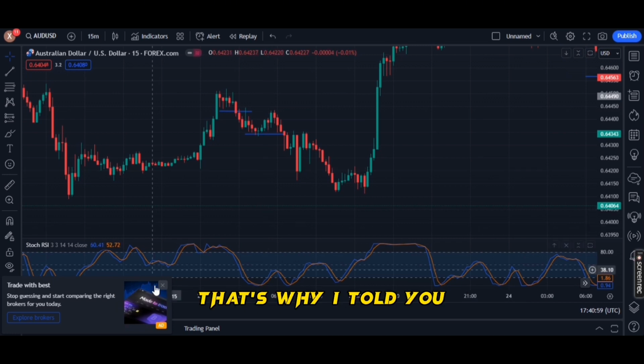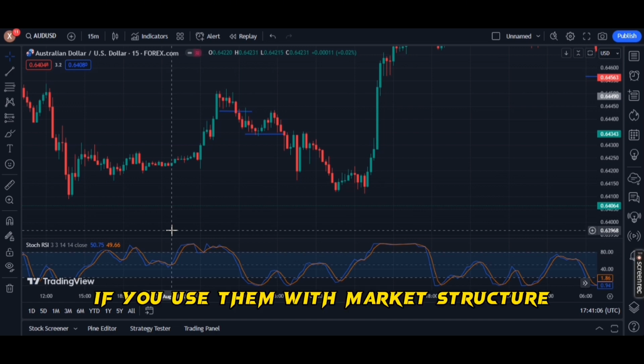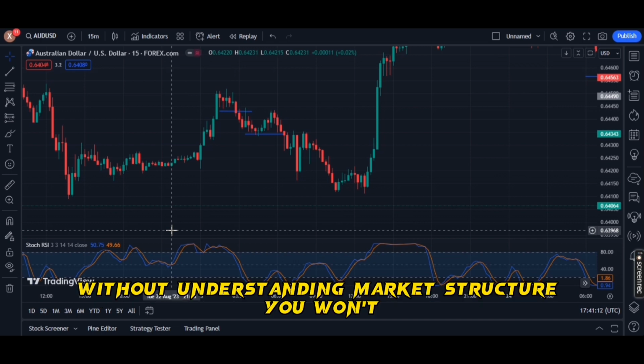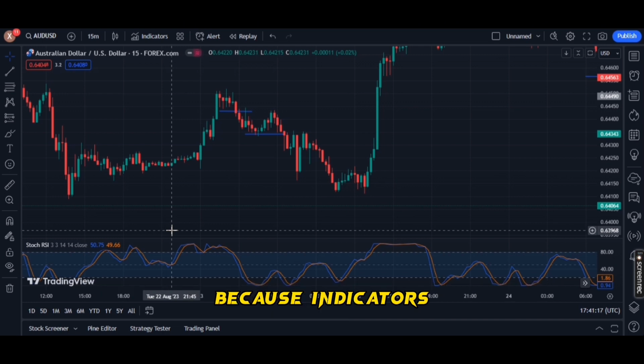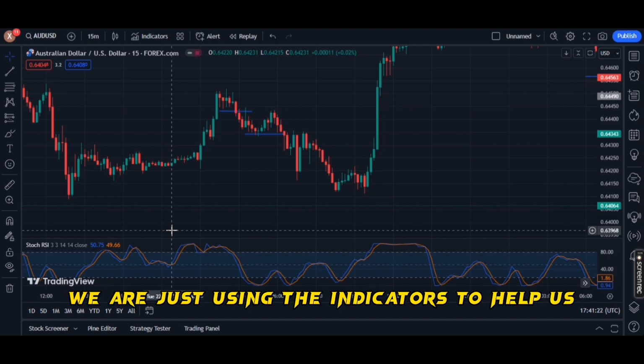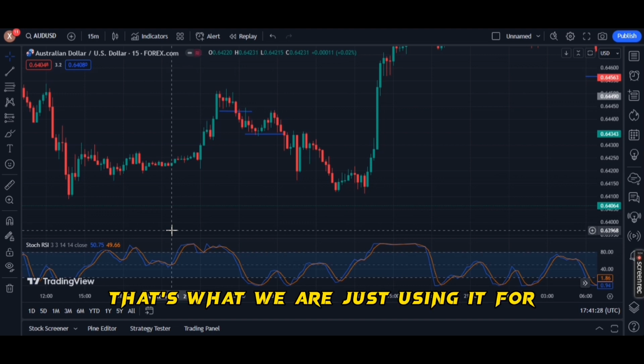Guys, see, that's why I told you indicators can only work if you use them with market structure. You can't say you want to just use an indicator without understanding market structure. It won't work, because the indicators won't behave according to what you want. We are just using the indicators to help us, to make us more profitable. That's what we are just using it for.